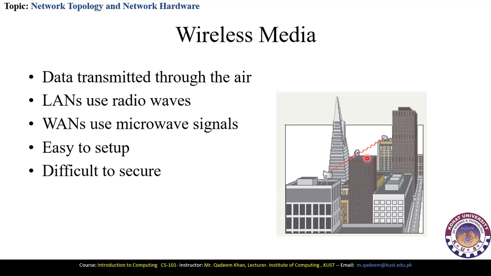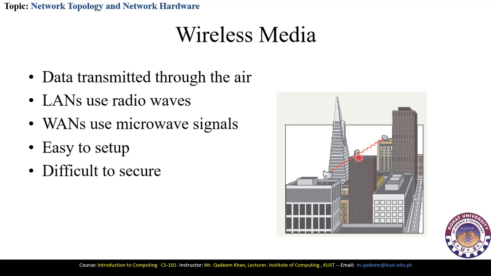Wide area networks also use microwave signals. That's called microwave signals. It is quite easy to set up because it requires antennas to transmit the signals from one destination to another, but that antenna uses satellites to transmit data from one computer to another. But it is quite difficult to secure.